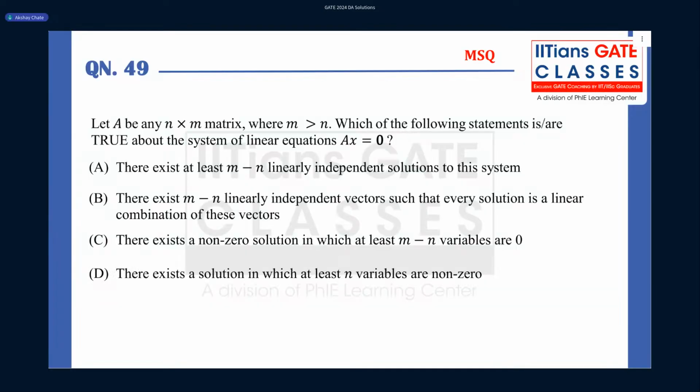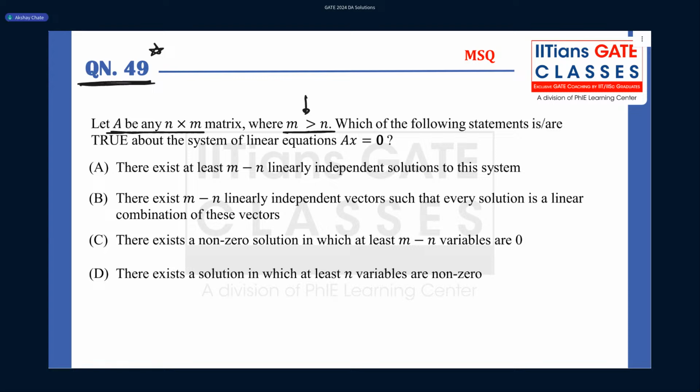Now this is the most important question of today's discussion, because if you read the question the first time, you'll think it's a very simple question, but I think it's the trickiest question among all the problems that we'll discuss today. It is question number 49 of set 1, and it says: let A be an n cross m matrix where m is greater than n.